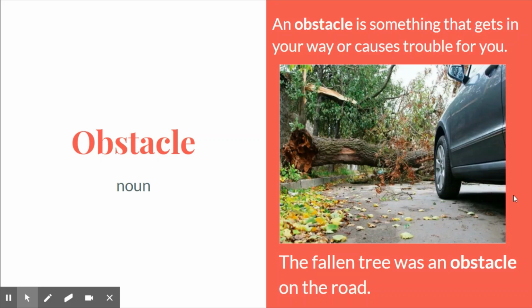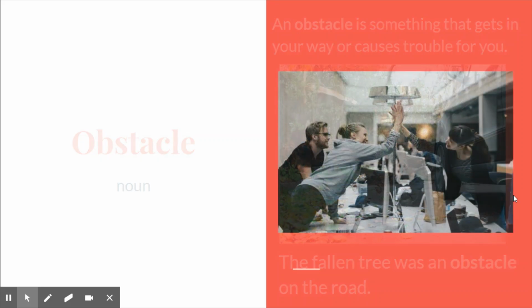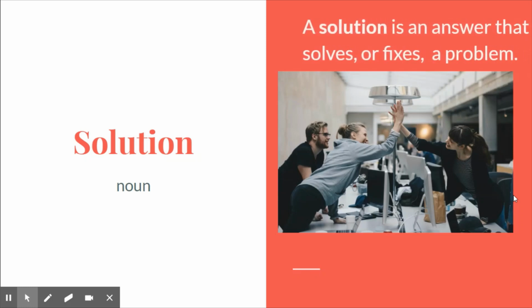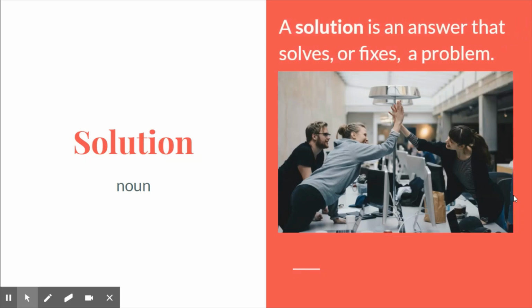Okay, you guys are doing amazing, by the way. Now we have the word solution. Let's go ahead and read it together. Solution. One more time. Solution. And solution is a noun. A solution is an answer that solves or fixes a problem.